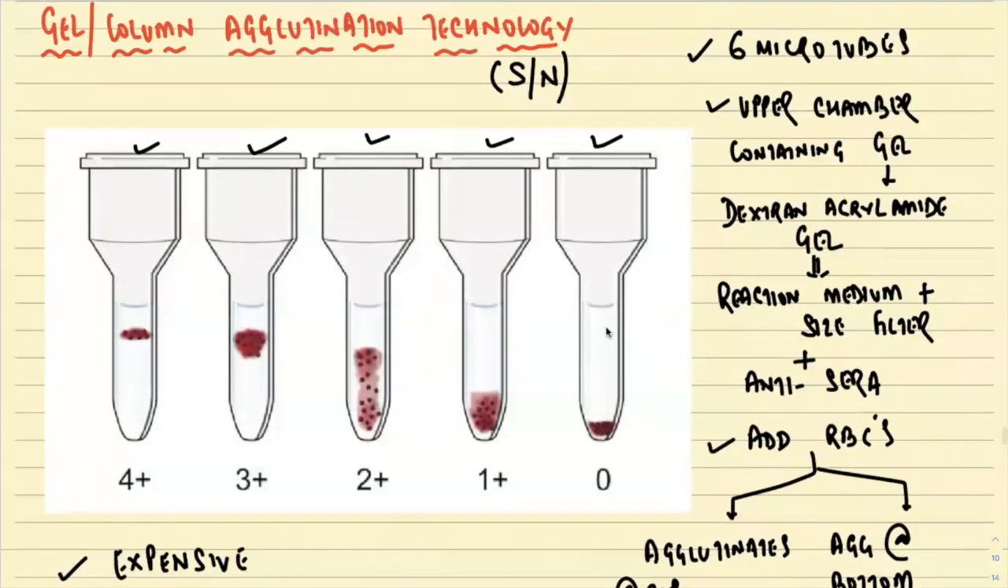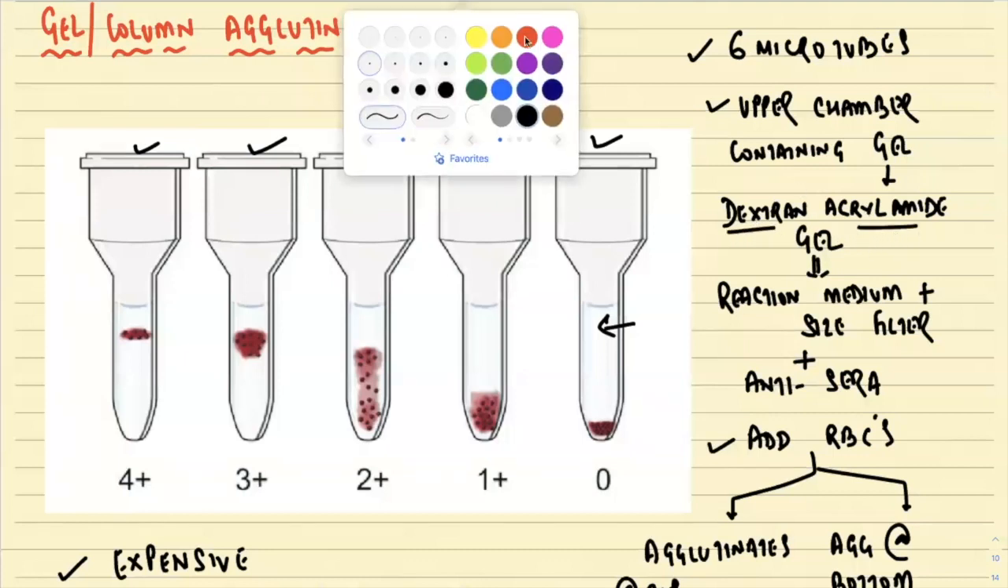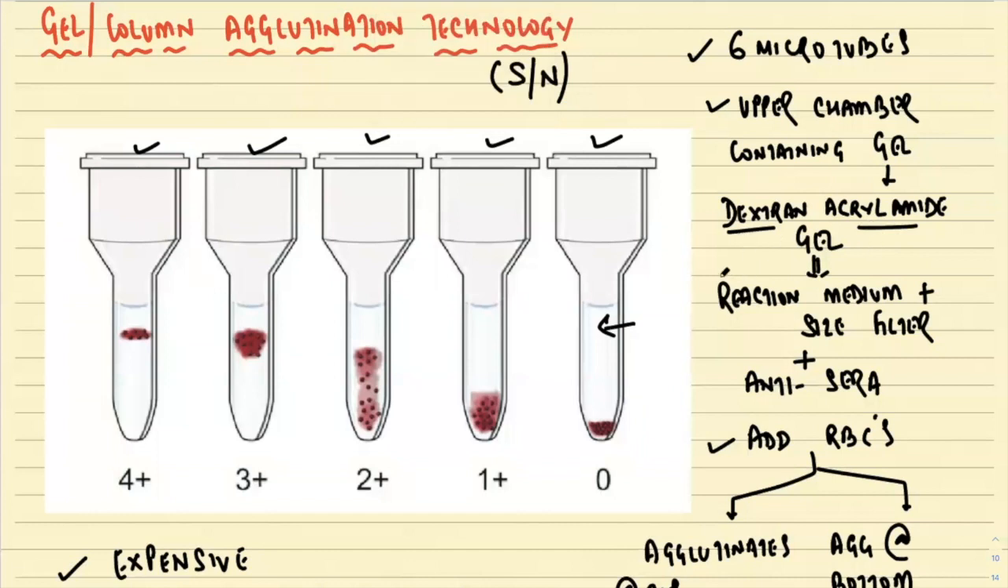And this tube contains a gel, which is a medium made up of dextran acrylamide gel. Now, this gel acts as a reaction medium where the reaction will take place. Plus it also acts as a size filter. It means different size particles are going to accumulate at different levels. So see over here, particles accumulated at this level, this level, this level, and this level.